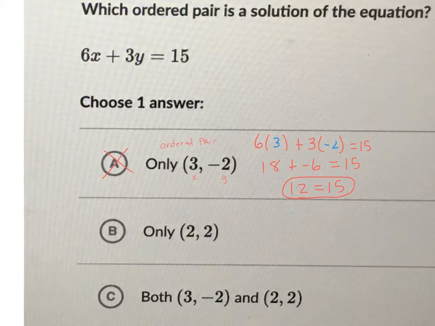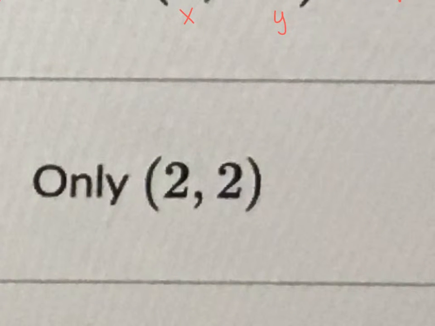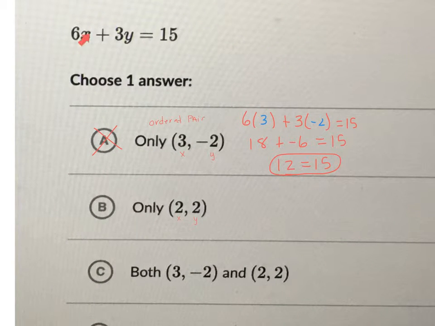Okay? So now let's test B. So remember, again, on B, this is an ordered pair, which means this is x and this is y. And if you can't remember which one's x and which one's y, what you can do is just remember in the alphabet, x comes before y, and we read everything left to right. So from left to right, x and y. Now I'm going to plug those 2's in for x and y up here, for x here and y there. And so I've got 6 times 2 plus 3 times 2 equals 15.